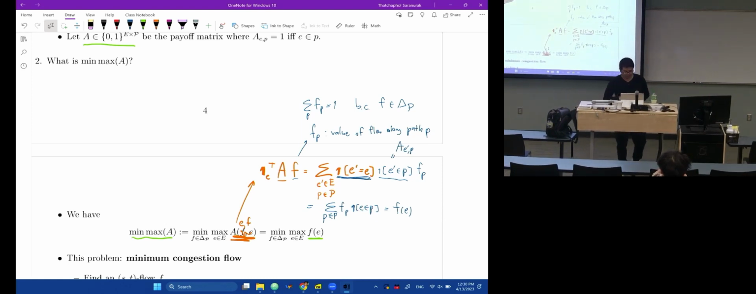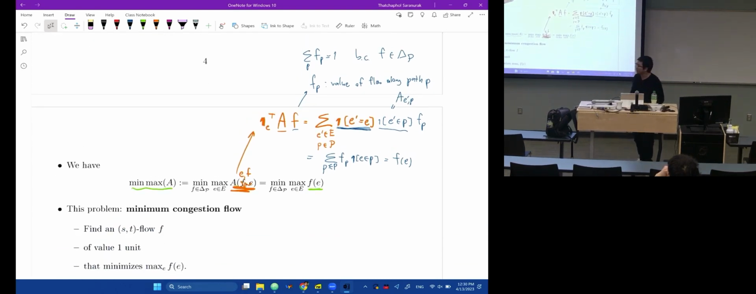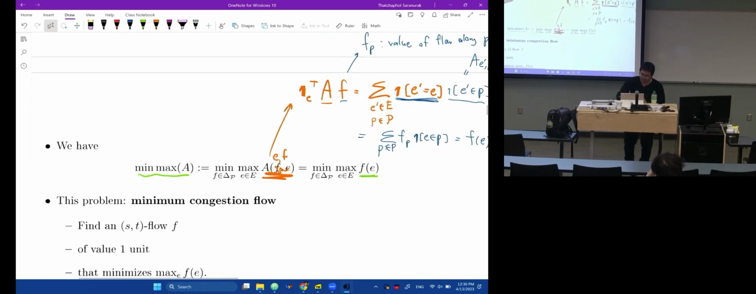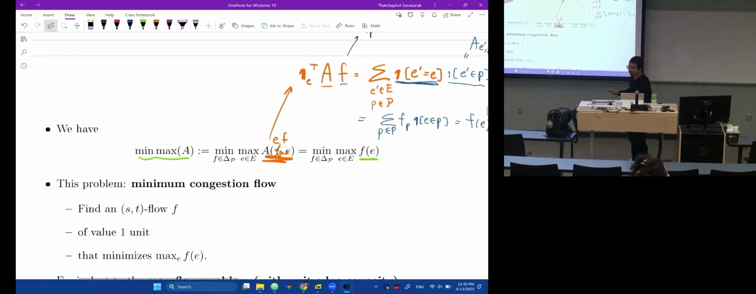Right? Okay. So now that we have interpreted it, min max of A is min over F, max over E of F(E). So what is this? Let's interpret. Let's read this again. I claim that you can think of this as a minimum congestion flow problem. It's a problem of finding an ST flow that minimizes this whole thing.